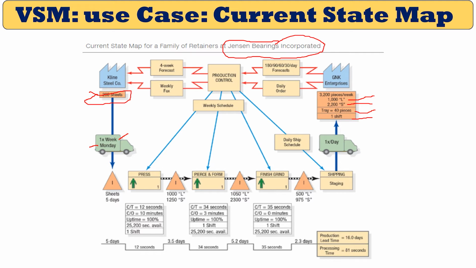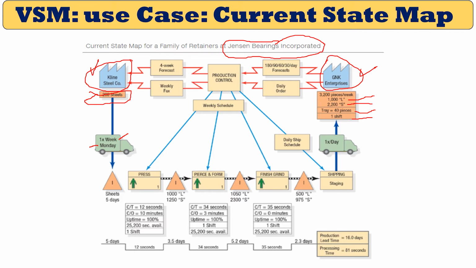Every time you have a value stream map, you will see to the right the customer. This is your customer here, and to the left your supplier. We use the same symbol for the customer and the supplier, except that the customer goes to the right and the supplier goes to the left, and we put the name here. So the customer here is GNK Enterprises, and the supplier here is Klein Steel Corporation.